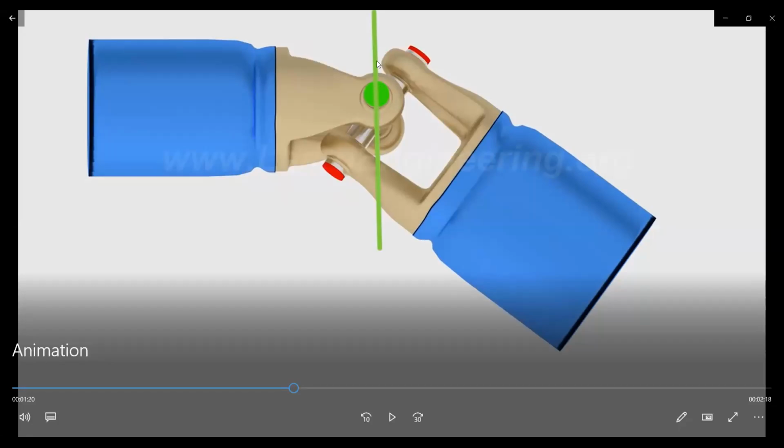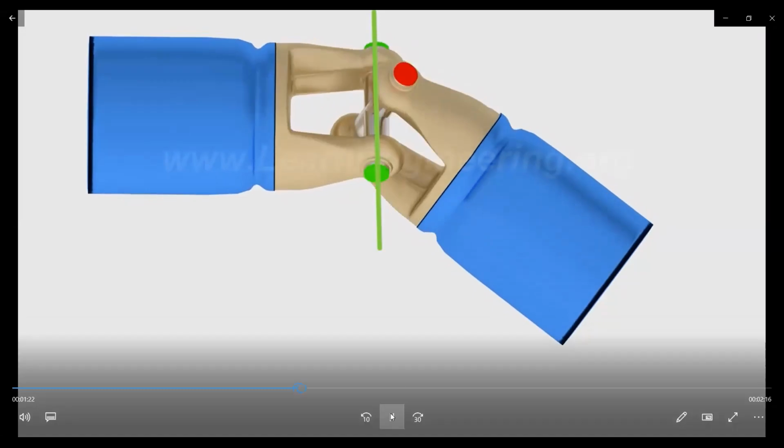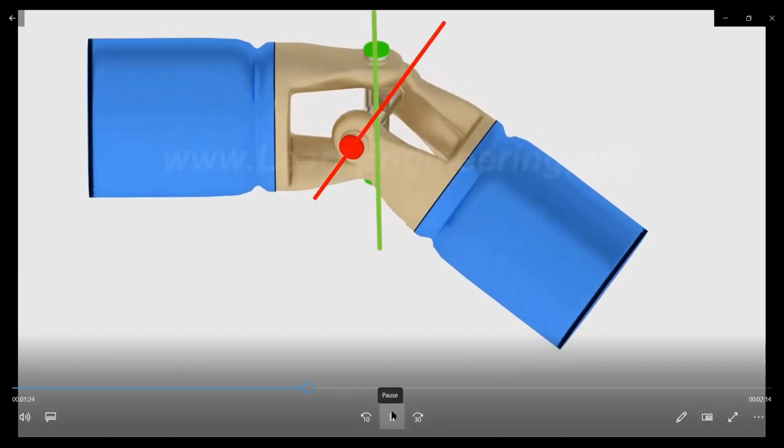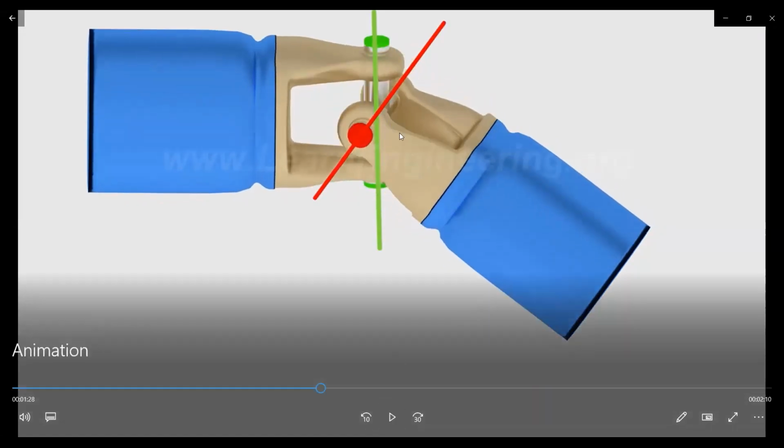One arm is rotating in a vertical plane, which is shown by the green line, while the red ends, which are connected to the output shaft, have to move along a different plane. The plane of the second cross is different. These two planes are not perpendicular to each other.